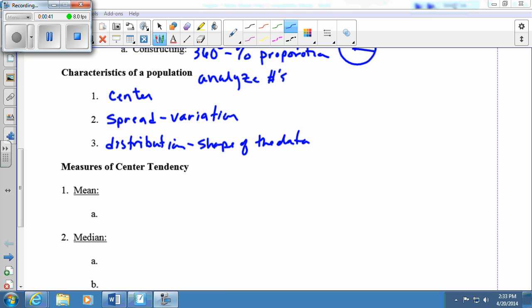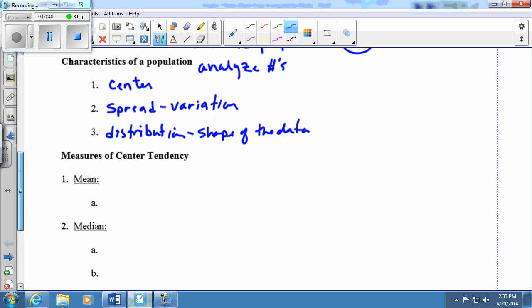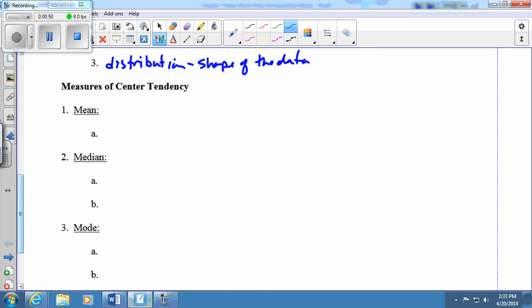Are they all the same or uniform? Some smaller, some larger. So let's first focus on measures of center. We have 3 measures of center in statistics that we find. The first is called the mean. Might be what you're used to finding. It's also known as the arithmetic average.